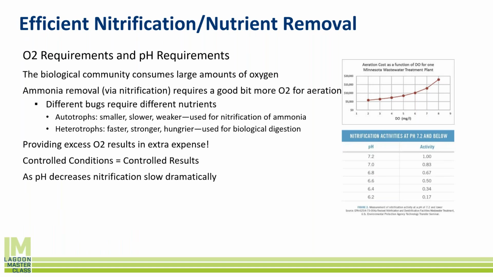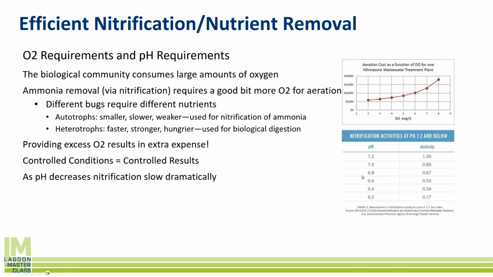Providing excess oxygen only results in extra expense. If I need 4.6 pounds of oxygen for every pound of ammonia, it does not do me any good to provide 10 pounds of oxygen per pound of ammonia. That's not going to help. All it's going to do is double my aeration cost. So we need to try to target that 2 to 4 milligrams per liter of dissolved oxygen in order to really make sure that we can nitrify.